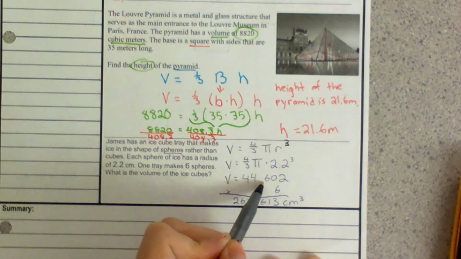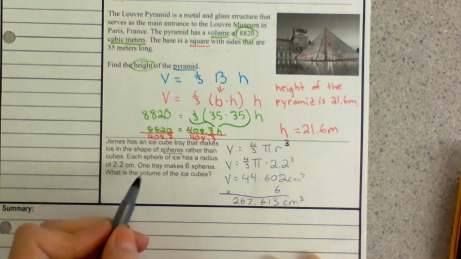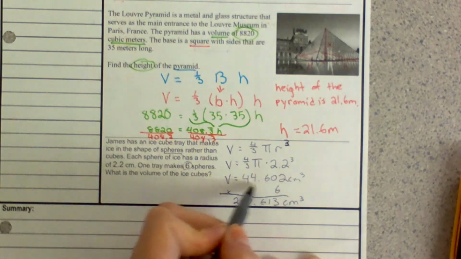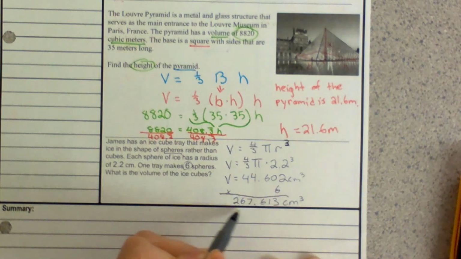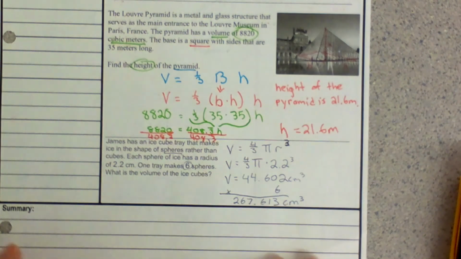That gives me 44.602 centimeters cubed for one of the spheres. But it says that there are 6 of them, so I took my one answer and multiplied it by 6. So the entire volume for all 6 cubes would be 267.613 centimeters cubed.